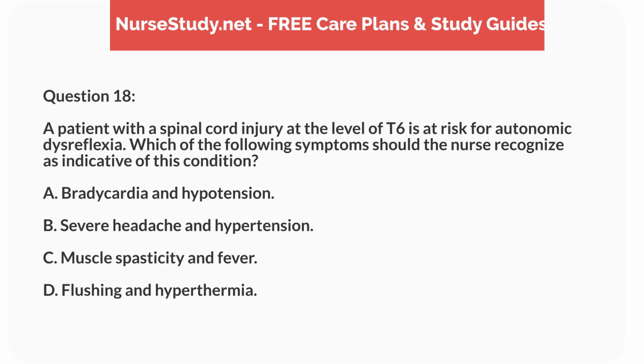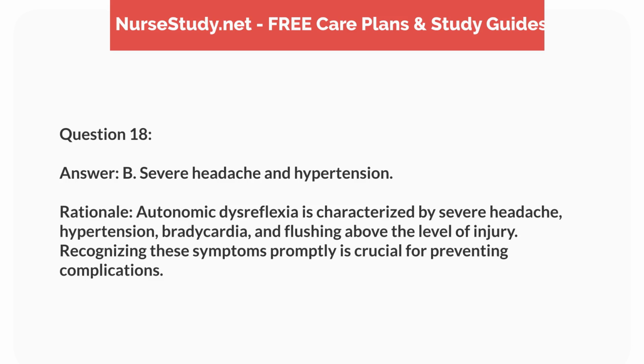Question 18. A patient with a spinal cord injury at the level of T6 is at risk for autonomic dysreflexia. Which of the following symptoms should the nurse recognize as indicative of this condition? A. Bradycardia and hypotension. B. Severe headache and hypertension. C. Muscle spasticity and fever. D. Flushing and hyperthermia. Answer: B.